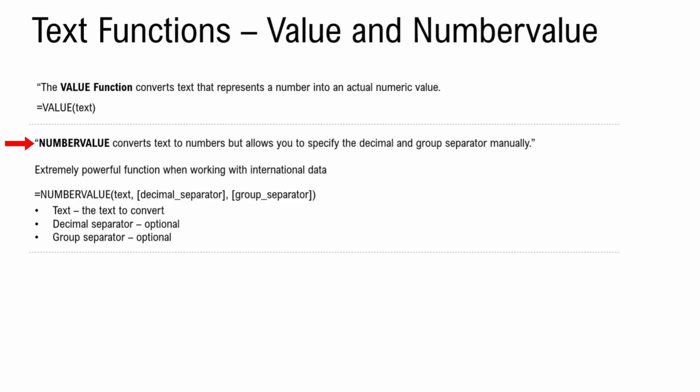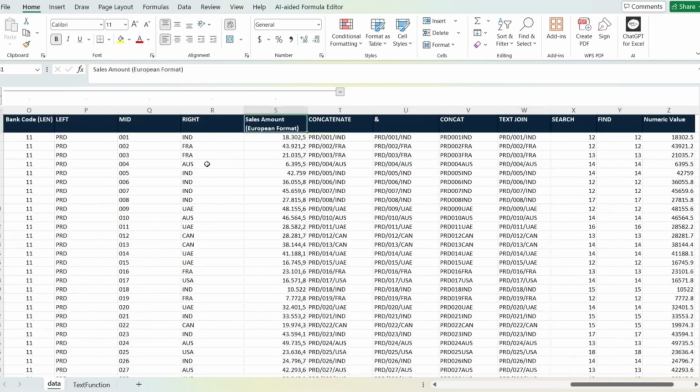Let's see how we can use the NUMBERVALUE formula with the help of an example. In this Excel, in column S, we have the sales amount in a European format, where we have 18, then a dot, which is the thousand separator, and then 302, comma 5. So the comma is the decimal separator, and we want to convert this number into a numeric format. To convert it into a numeric value, we can use the NUMBERVALUE formula.